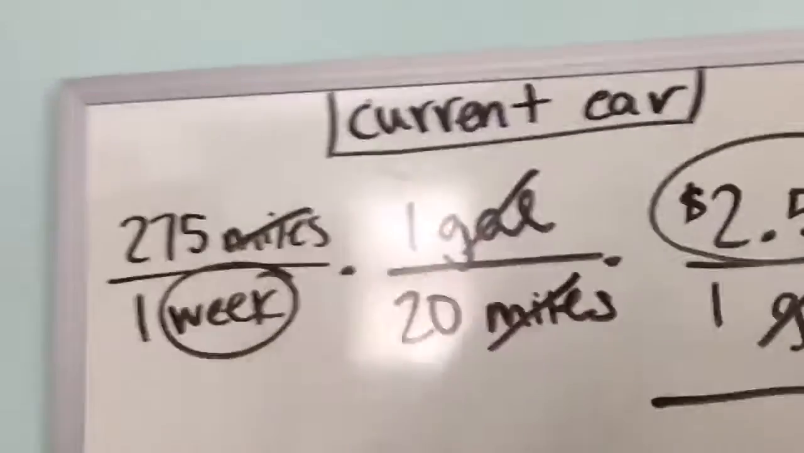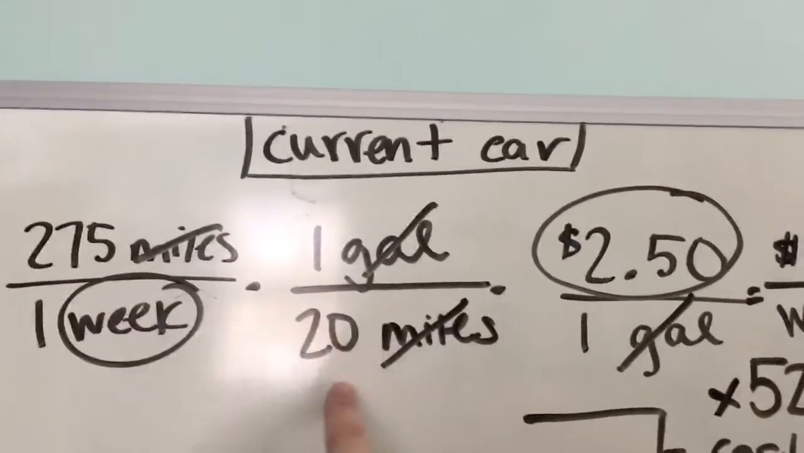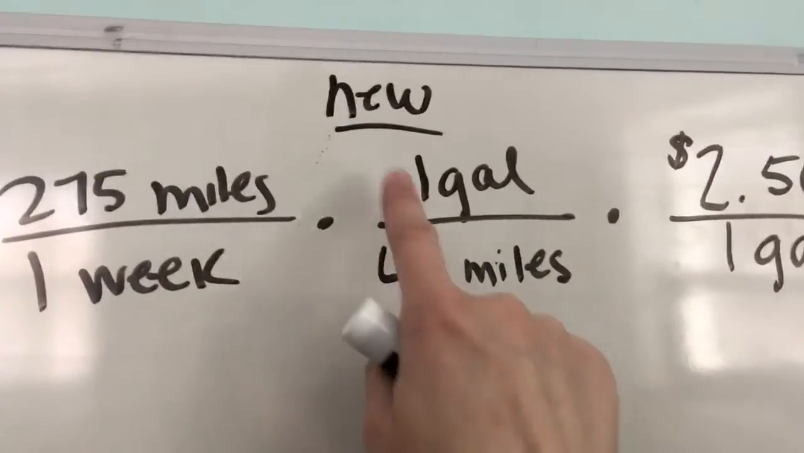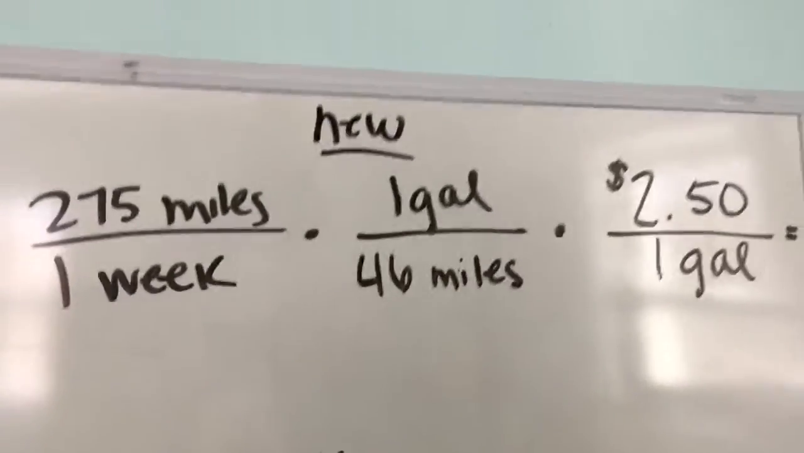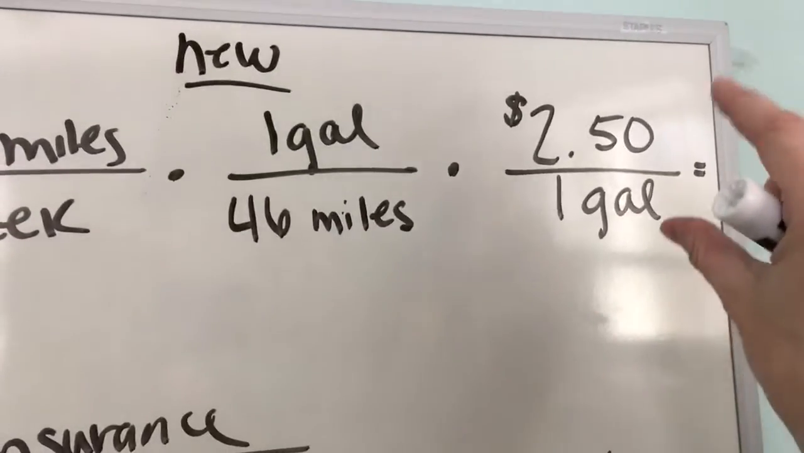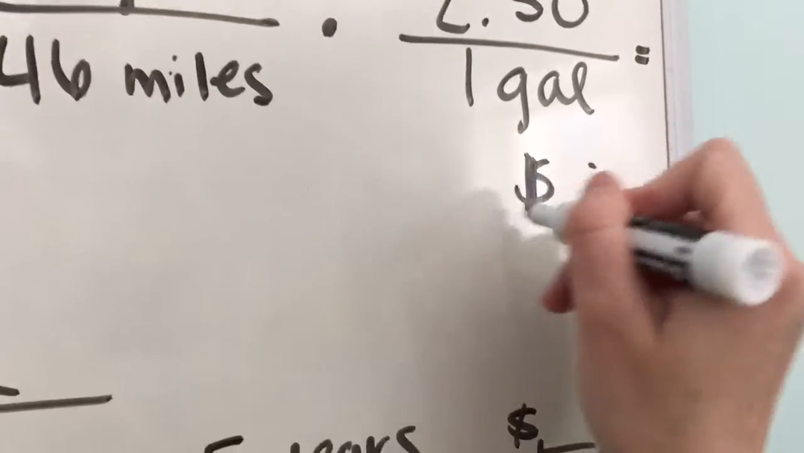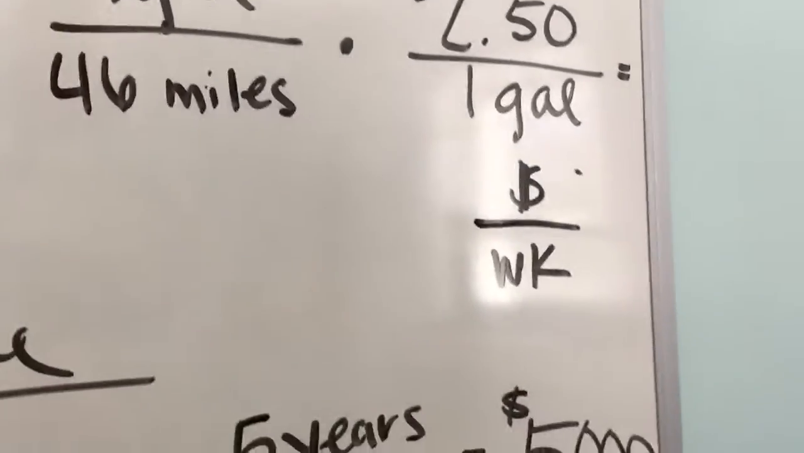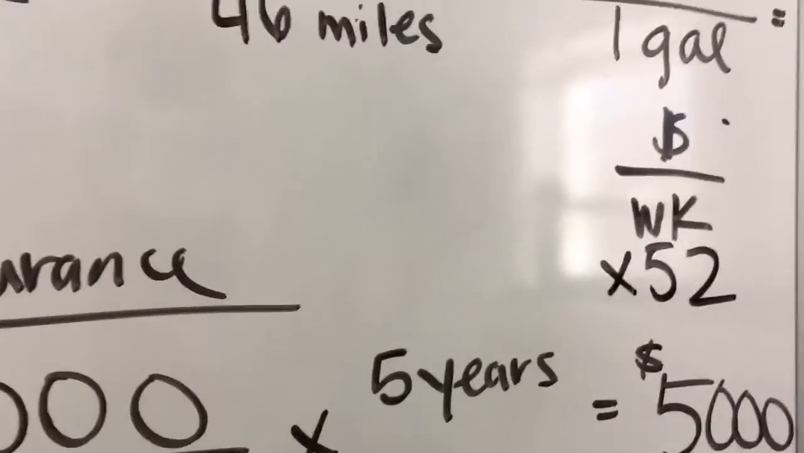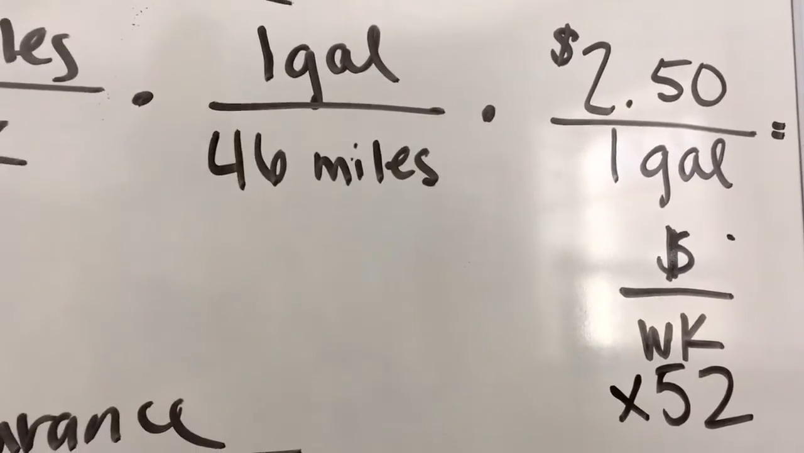Okay, I'm using the same exact information that I used for the other car in the top, but instead of getting 20 miles for every gallon of gas I put in, with the new car, I'm getting 46 miles for every gallon I put in. So in this one, you'll still multiply across the top, multiply across the bottom, and then divide that final number. That will tell you, again, your cost per week. But then you're going to have to multiply that by 52 to find out the cost for 1 year. And then you're going to have to multiply that by 5 to find out the cost for 5 years.